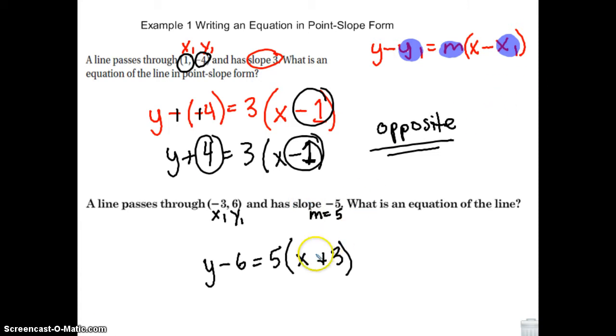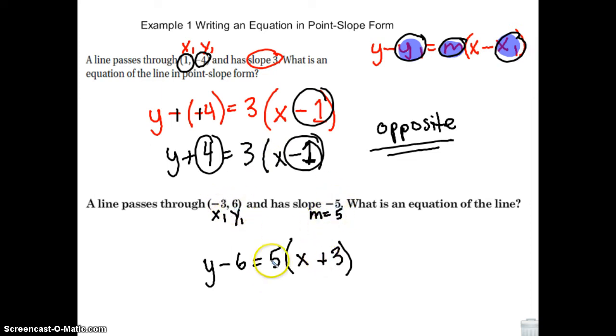Okay, so hopefully you got something that looks like this. y minus 6 equals 5 times x plus 3. If we go look back up here, I need to replace y1, m, and x1. So if I go over here, I labeled this one my x1 and this one my y1. And then I also labeled this one as my slope.